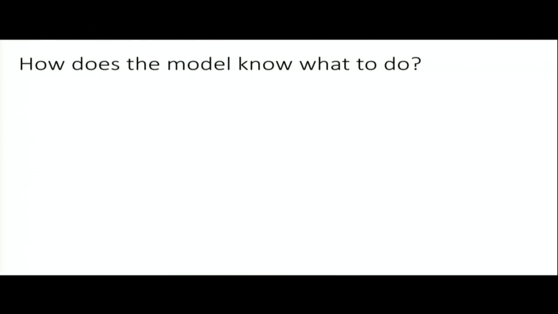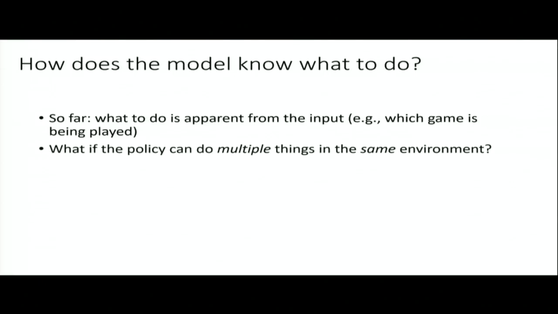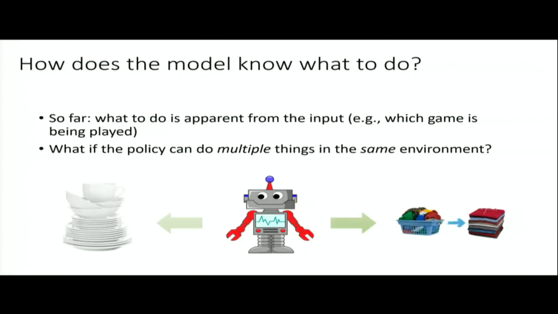So now coming back to the question that was asked before about how the model knows what to do. So far, what to do, which game to play, is apparent from the input. If you see a screen of Breakout, you know that you need to play Breakout. But what if you want to build a policy that can do multiple things in the same environment? In general, you might have a robot that comes into your home, and today it's supposed to do the laundry, but tomorrow it's supposed to do the dishes. Somebody needs to be able to tell the policy which task it's supposed to perform if it's not readily apparent from the observations already available.